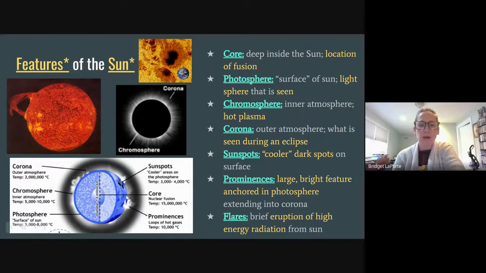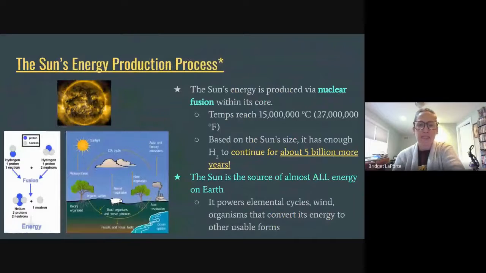You also have what are called prominences, these little explosions of plasma, these waves of plasma that bounce out. You see one very large right here. And then in the center is the core, and that is where all the action is taking place. And let's talk about that action. That action is fusion, which we talked about in our nuclear chemistry unit back in the fall.